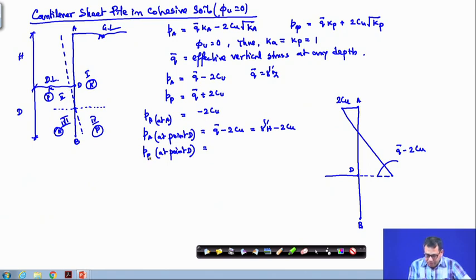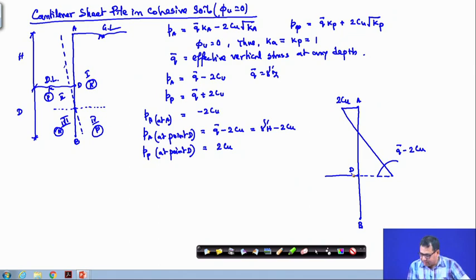So, at point D the PP will be equal to, because your Q is 0, because here there is no soil zone, this is the soil. So, here it will start from this point. So, your Q value is equal to 0. So, at point D your passive stress will be 2 Cu. Okay. So, this will be the 2 Cu.